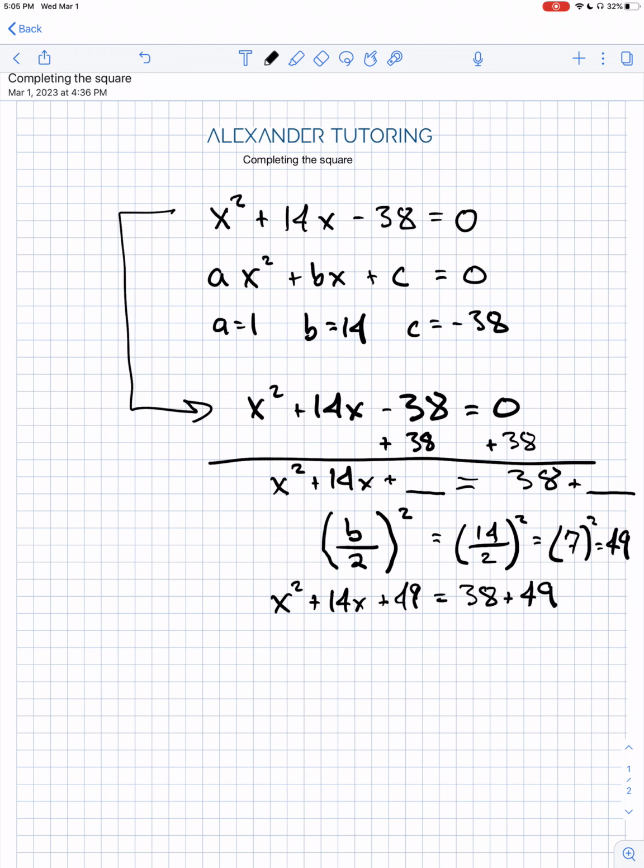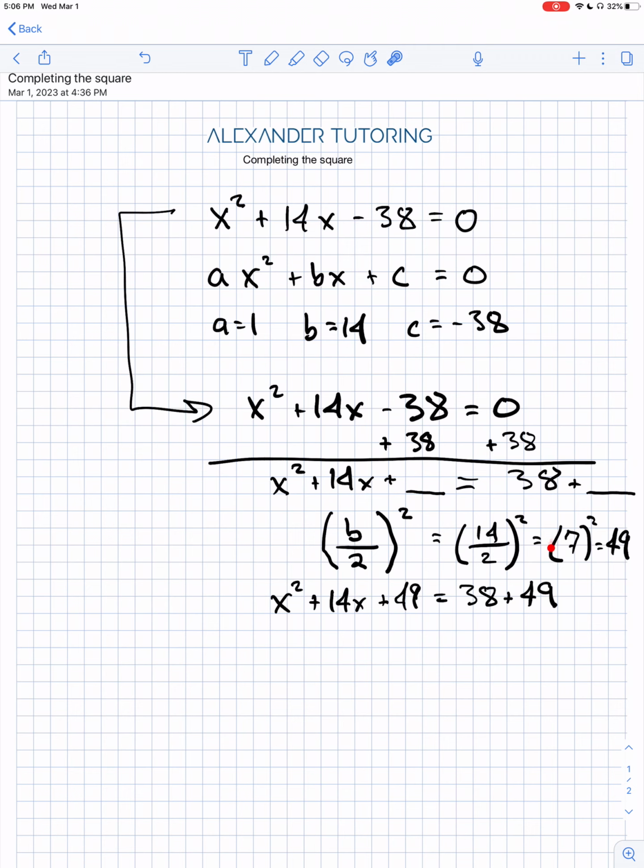So I added 49 to both sides of the equation. And then we want to try and factor the left-hand side. So how do you factor? Again, you want to think of two numbers that add to the middle term and multiply to the c term. So what adds to 14? What two numbers add to 14 and multiply to get 49?